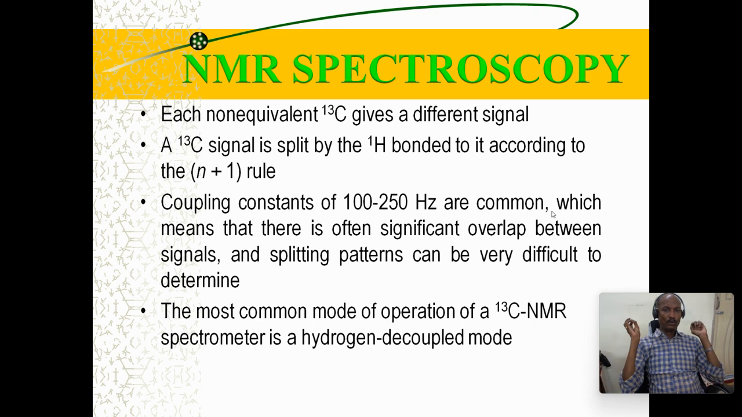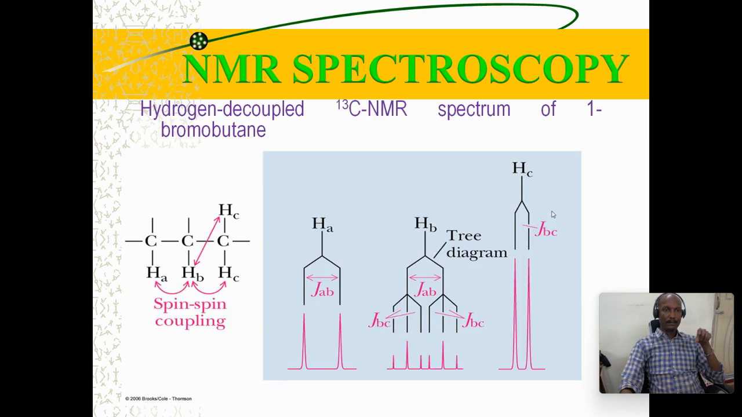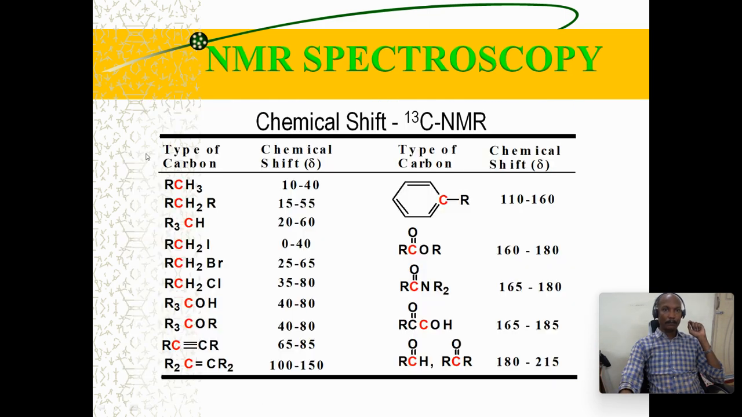The most common mode of operation of a C13 NMR spectrophotometer is the hydrogen decoupled mode. One more important point regarding it is the appearance of how the spin coupling is going to happen in the case of this particular C13 NMR. And what is this J? J indicates the coupling constant.